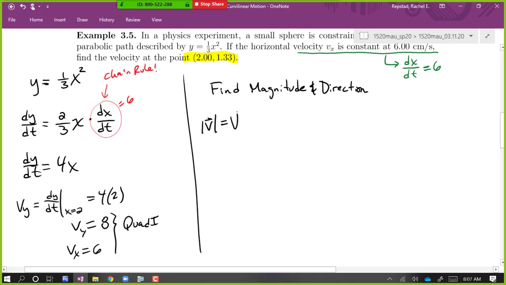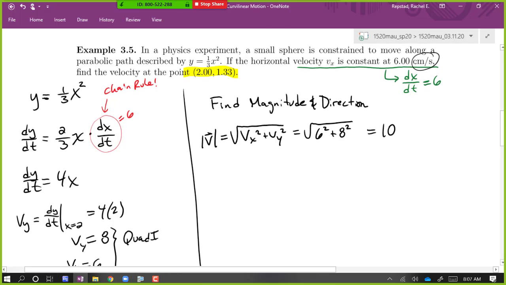To get magnitude, we use Pythagoras. And the square root of 6 squared plus 8 squared is 10. The magnitude is the part of the answer that has the units. So this will be centimeters per second. It inherits the units that they used when they told us what Vx was.